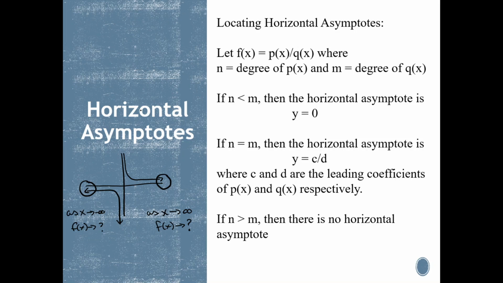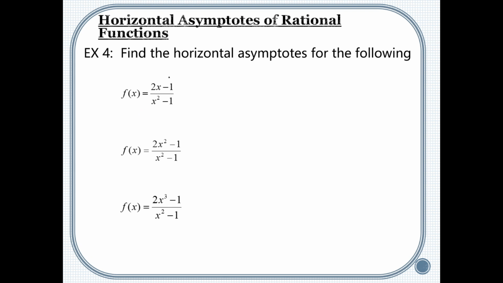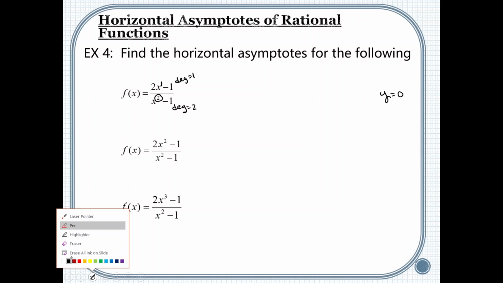Okay, now that's a lot of words. So let's actually get down to some examples so I can explain what that means. In this first example, the degree of the numerator is 1, and the degree of the denominator is 2. So this means the degree of the numerator is smaller, so my y asymptote would be at 0. But why? Let's see if we can take a look and figure out why.